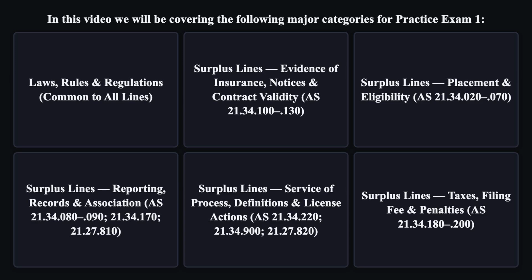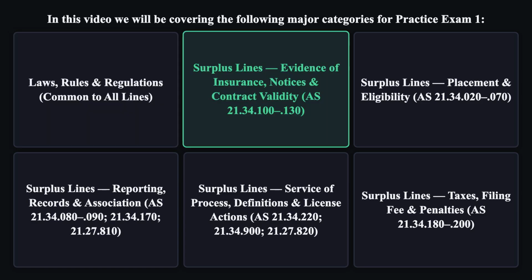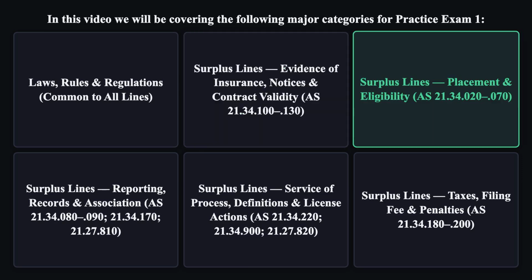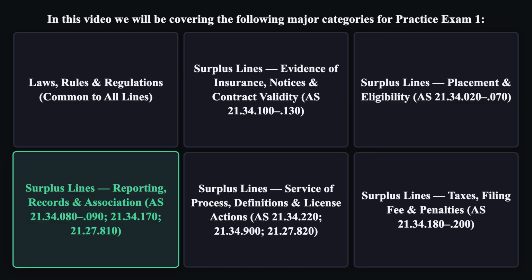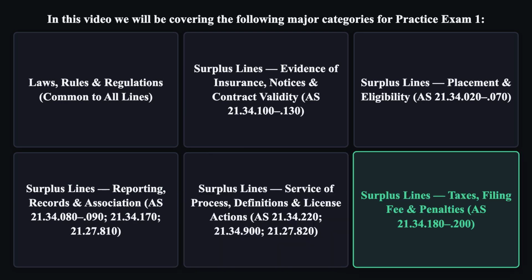In this video, we will be covering the following major categories for Practice Exam 1. Laws, rules, and regulations. Surplus lines: evidence of insurance, notices, and contract validity. Surplus lines: placement and eligibility. Surplus lines: reporting, records, and association. Surplus lines: service of process, definitions and license actions. Surplus lines: taxes, filing fee, and penalties.